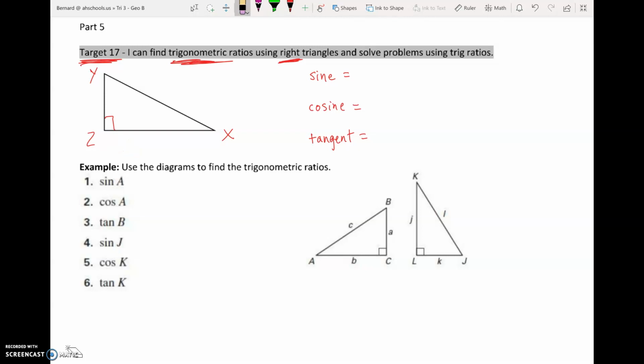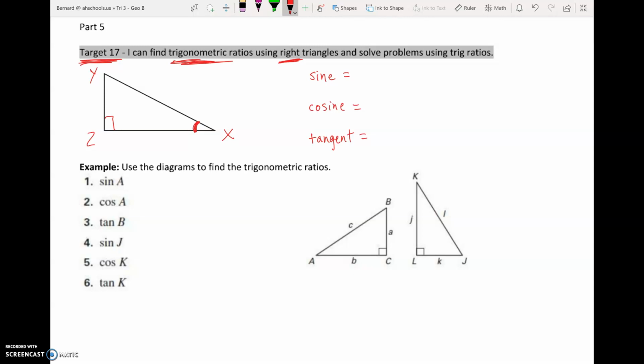So our choices in this triangle to base everything off of are either angle X or angle Y because they are not the 90-degree angles. They are the other two acute angles. So for this just general piece, I'm going to make a mark here in X. This is just letting you know everything I'm doing here is based off of the angle X.